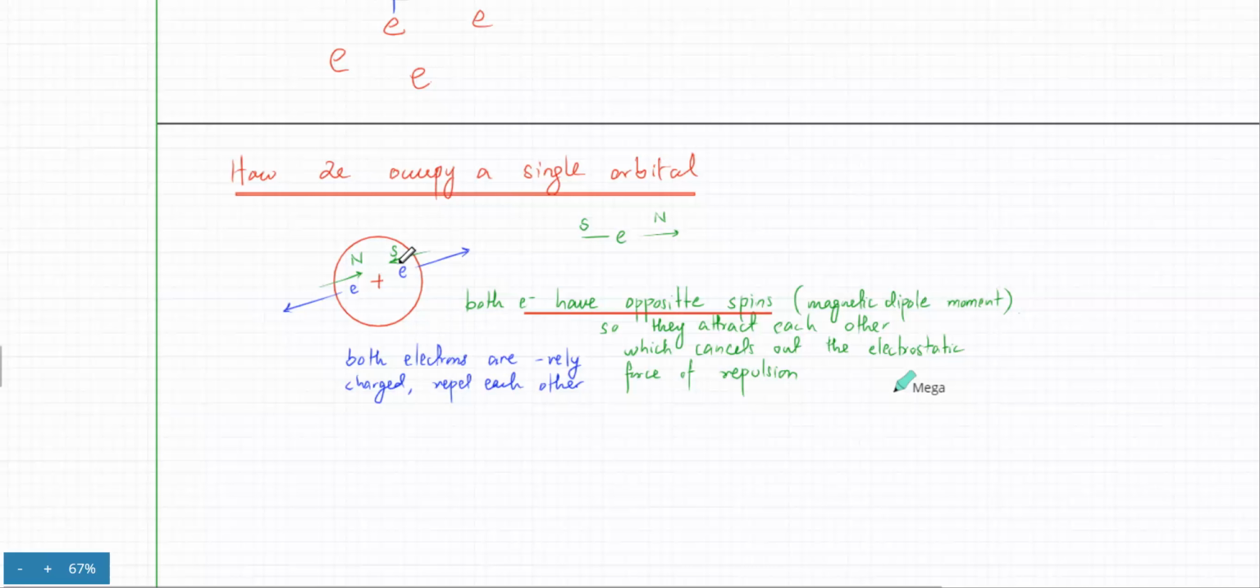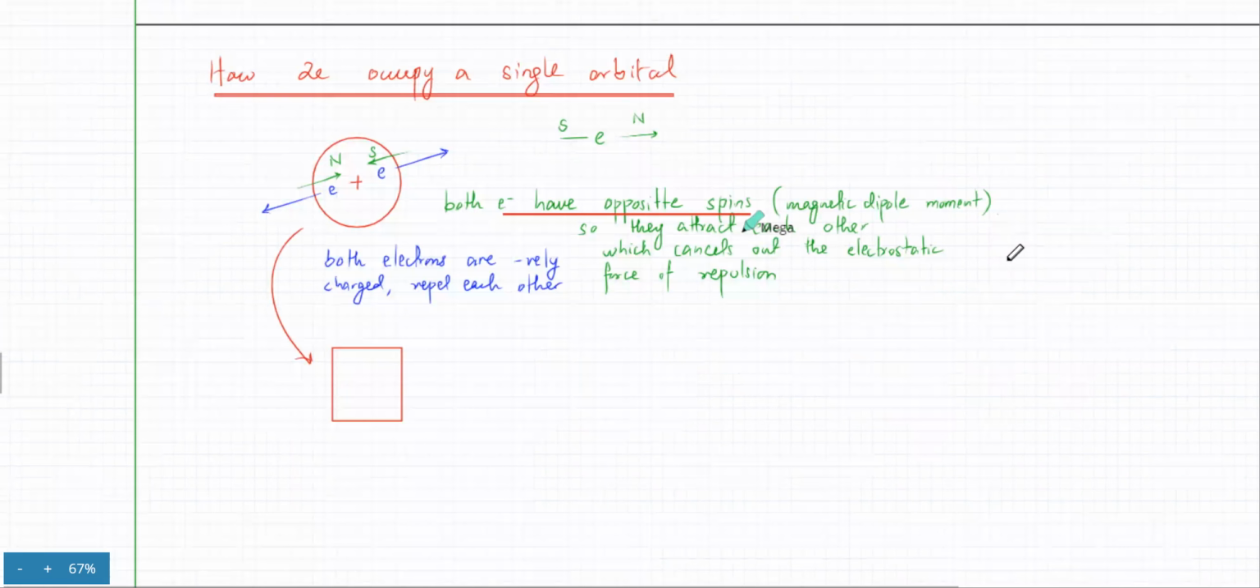So remember, both electrons' magnetic fields should be opposite to each other. Only then can they start attracting each other and stay in the same orbital. We're going to do this later on as well. Usually for an s orbital or any orbital, there is a representation that we're going to study later. In that representation, both electrons are represented by arrows. One would be pointing upwards, the other one pointing downwards. So this is one way of representing these opposite spins. The orbital would be represented by a box, and each electron would be represented by an arrow.